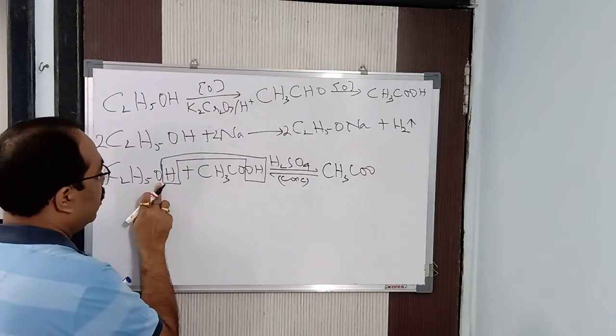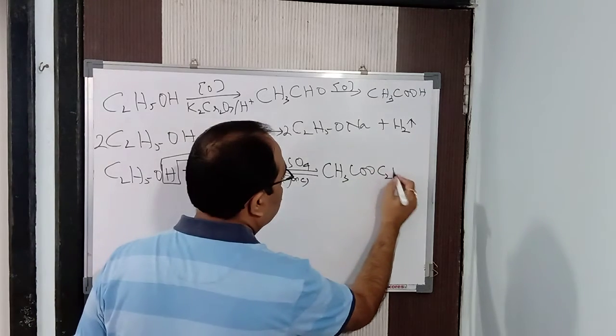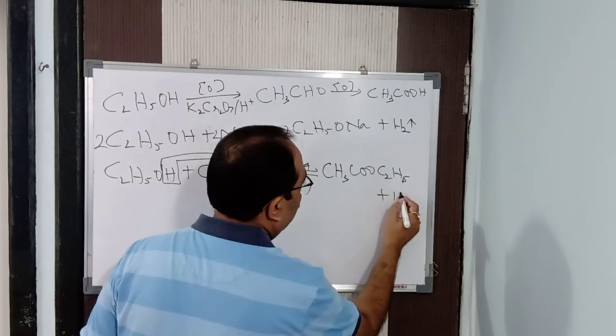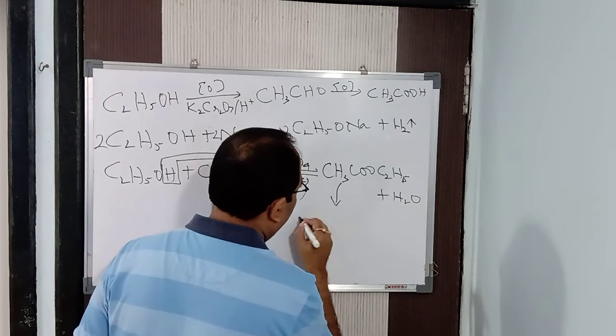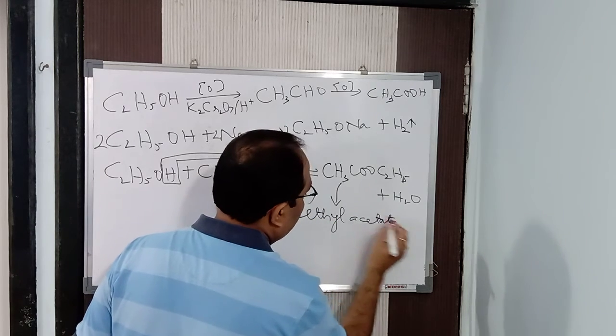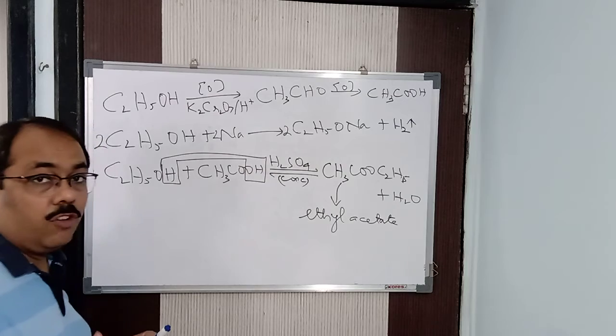CH3CO and here another O. And what am I going to get? C2H5 plus water. Alright. What is this compound? It is ethyl acetate. It is an ester. It has a fruity smell. A good smell, a fruity smell.